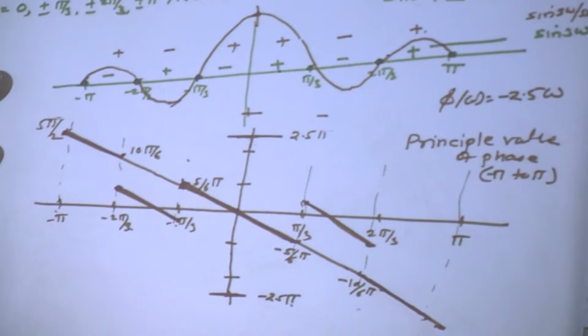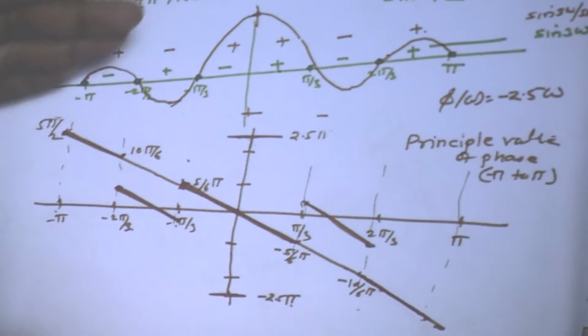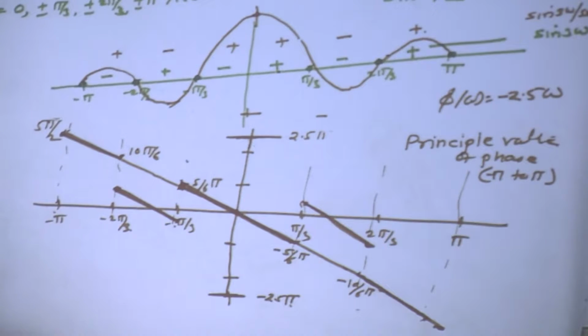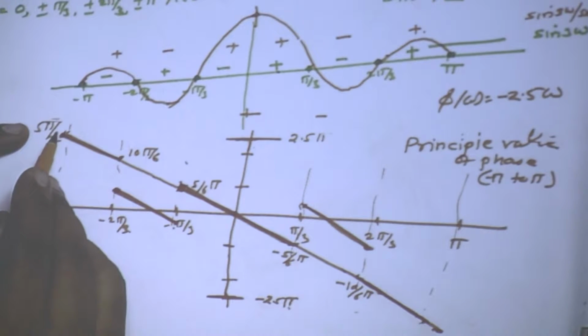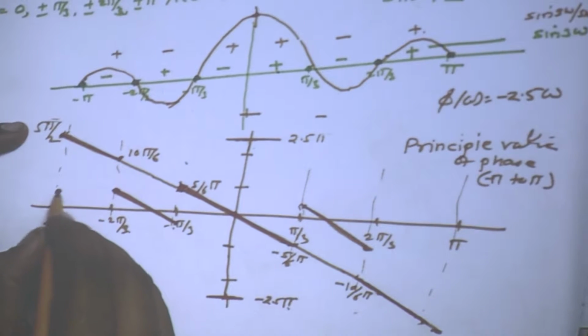So I need to subtract now from this. This is exceeding plus pi. So I must subtract 2 pi from it. This 2.5 pi minus 2 pi will be how much? 0.5 pi. 0.5 pi will be somewhere here.